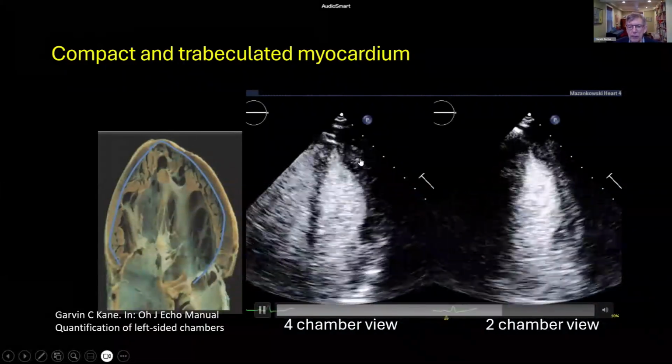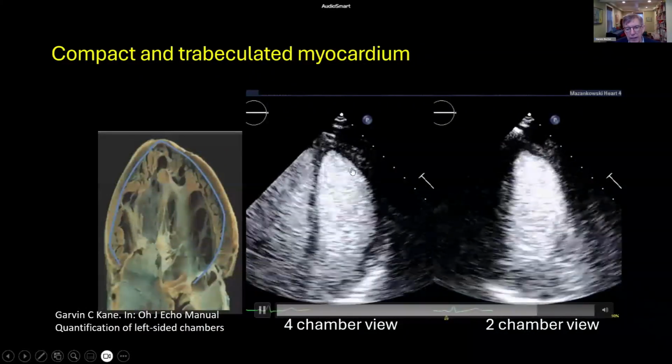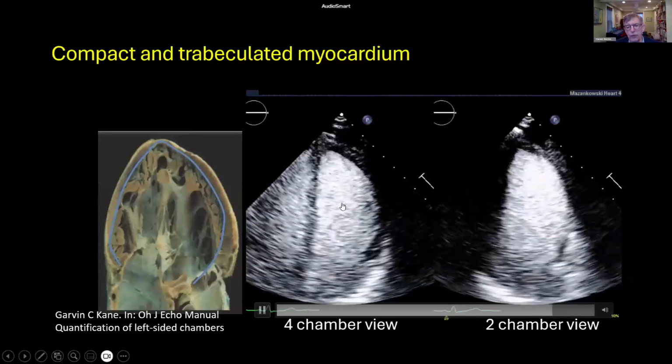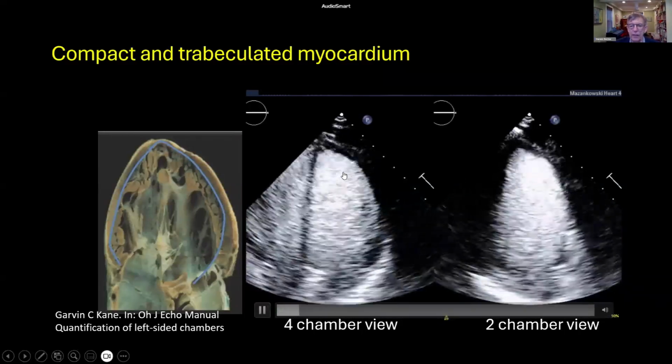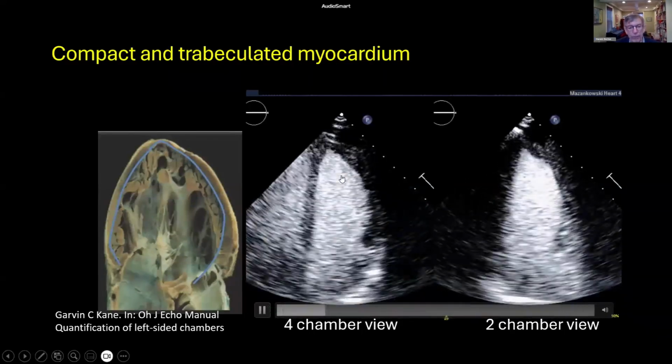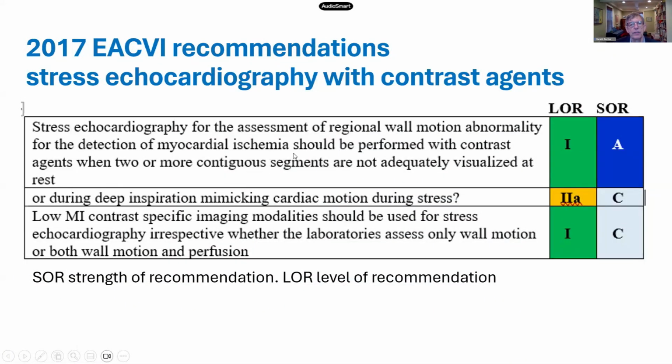And it's not only the wall thickening we are looking at, we are looking also at the inward motion, and something which I want to stress in the next slides, also the shape of the ventricle, which is very important to assess whether images are normal or abnormal. Attila mentioned the recommendations for the use of contrast agents or ultrasound enhancing agents in stress echocardiography: when 2 or more contiguous segments are not adequately visualized. Before stress echocardiography, you should also ask the patient to take breaths in and out to mimic cardiac motion. If you don't see it clearly, then you have an indication for ultrasound enhancing agents.